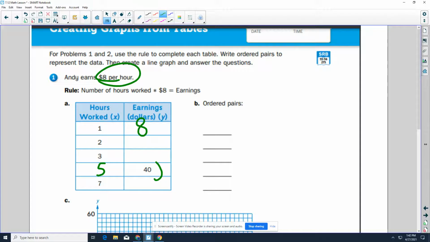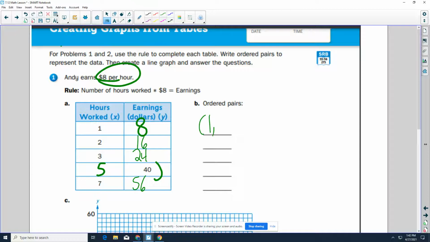Okay, so hopefully you paused the video and took a moment to do that. So let's go ahead and check your answers against mine really quick. So we see that 2 times 8 is 16. 3 times 8 is 24. 7 times 8 is 56. So we're going to write our ordered pairs.